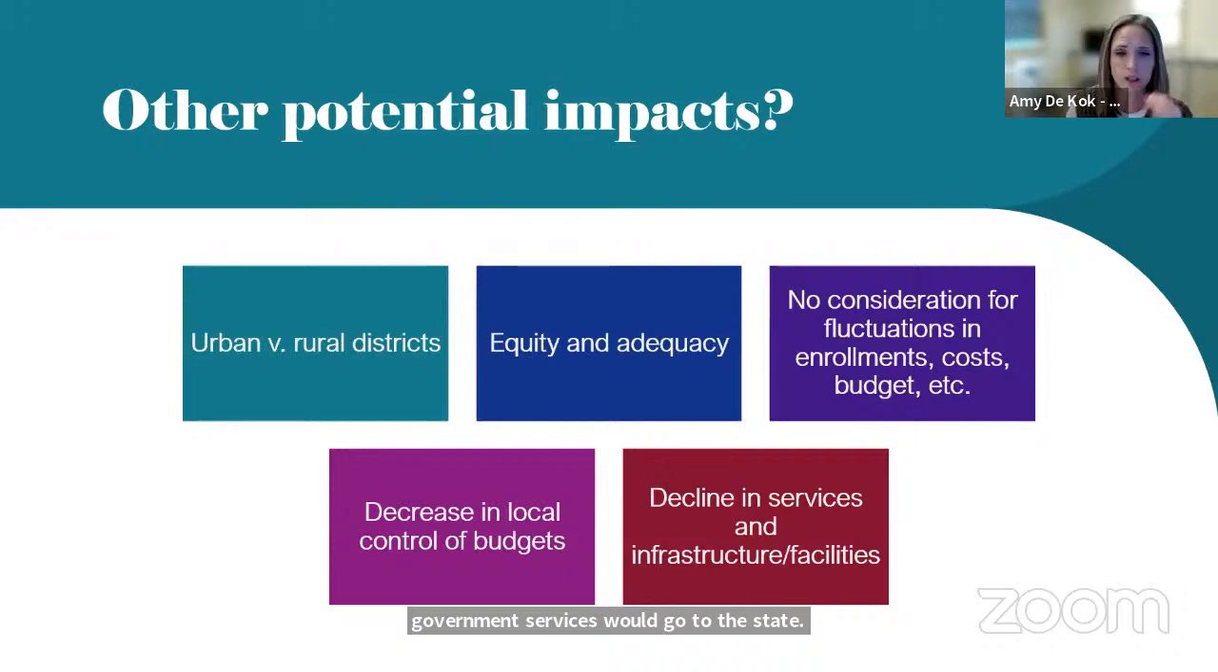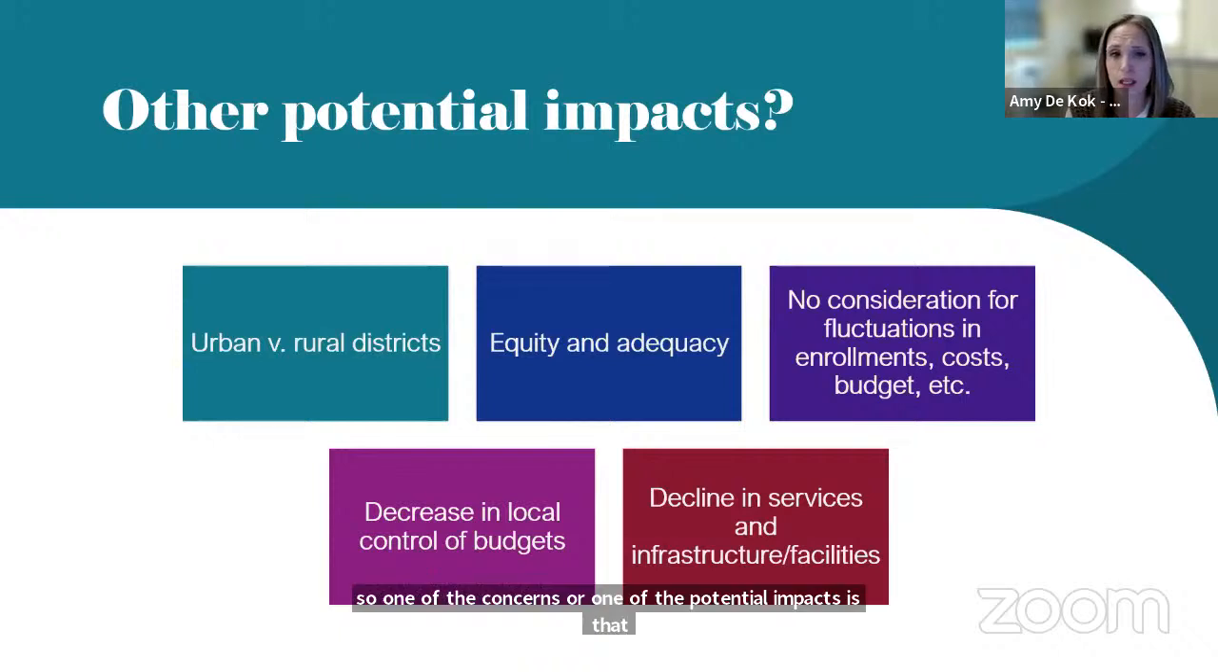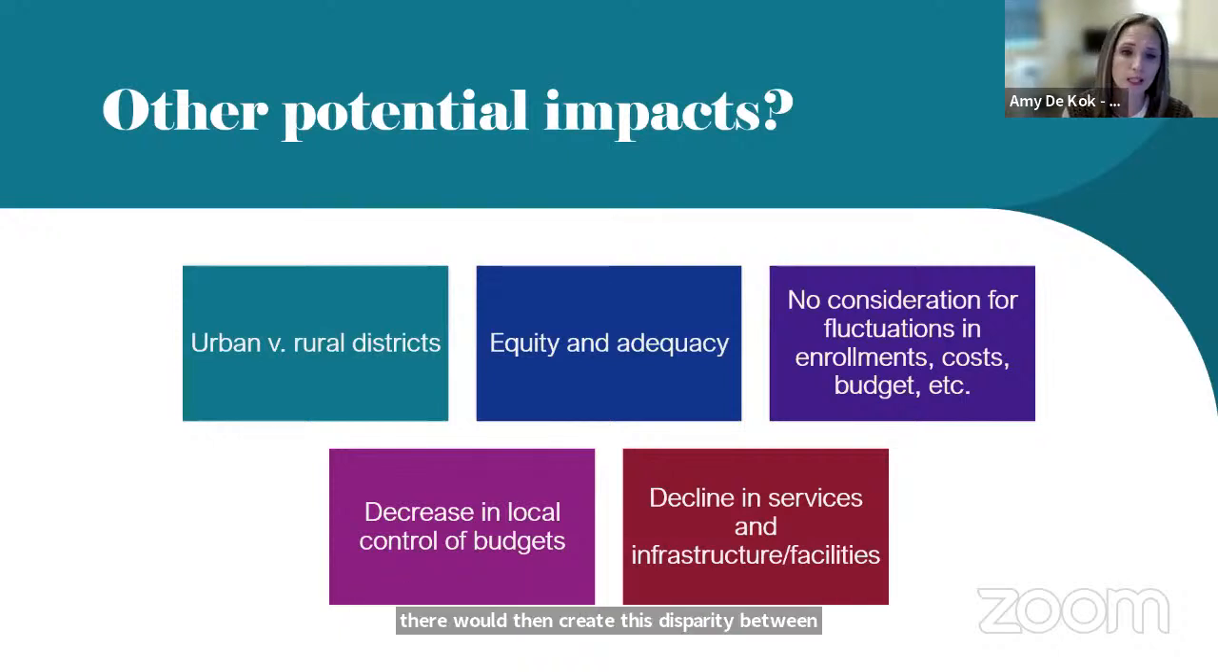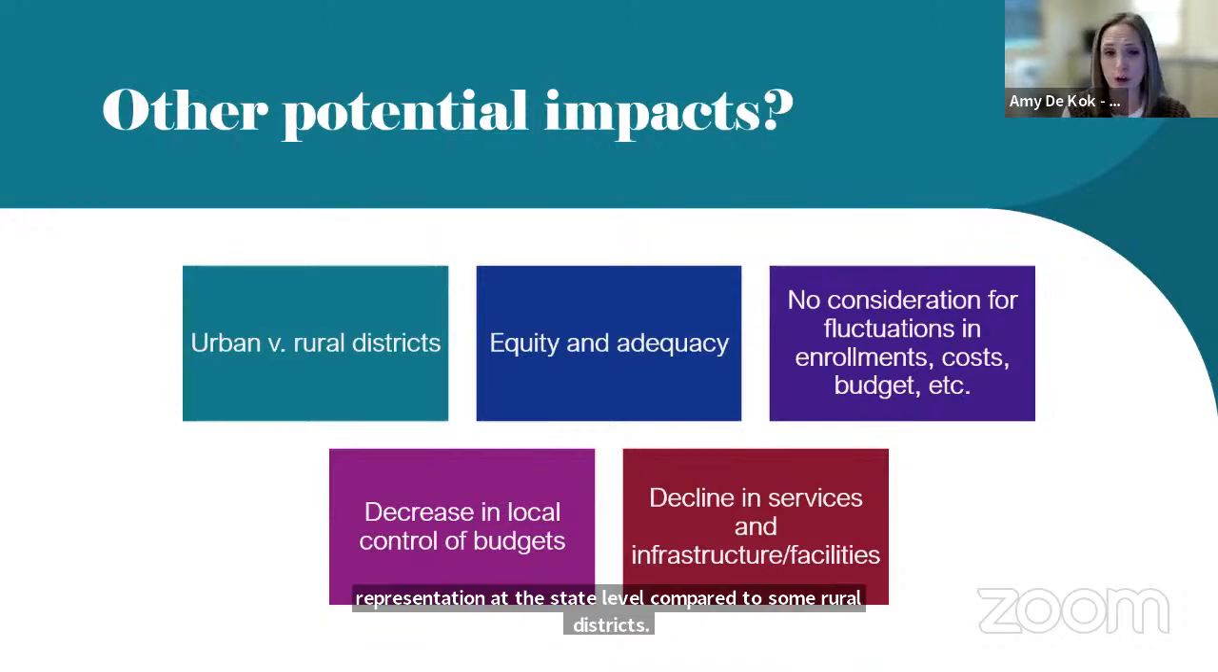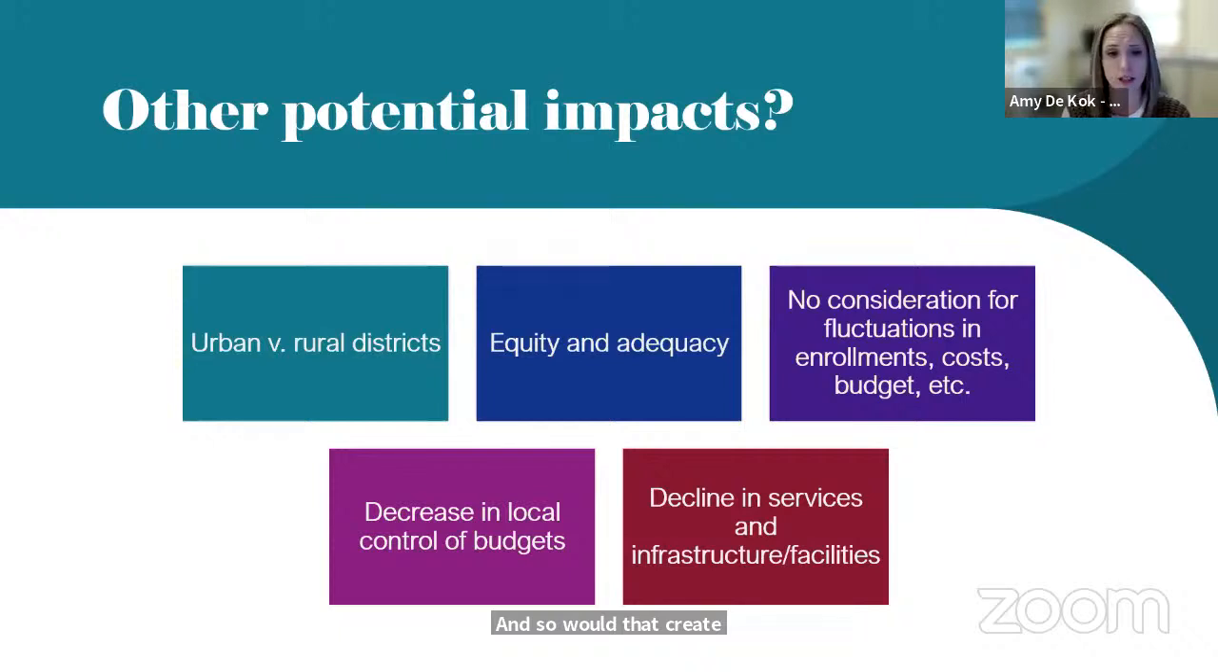one of the potential impacts is that it would create a disparity between urban and rural legislative districts. Urban districts, which have larger population centers, have more representation at the state level compared to some rural districts. So would that create disparities overall between urban and rural legislative districts, simply because legislative districts that are larger in terms of population have more representation at the state level? That's something we all have been thinking about.